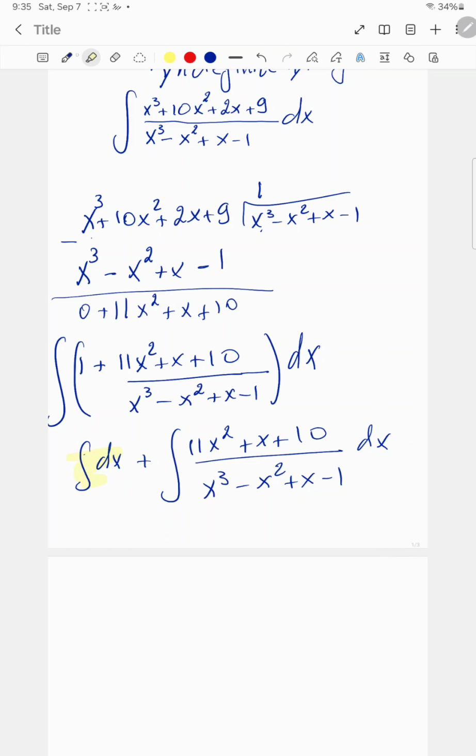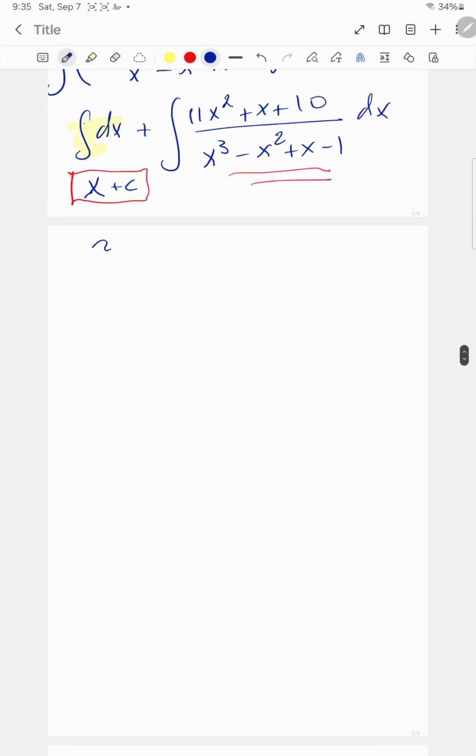The integral of dx is equal to x plus c. So let's circle that because I will use it at the end, and I will focus on doing that integral for now. So let's do that integral. So it is integral of 11x squared plus x plus 10 divided by x to the power of 3 minus x to the power of 2 plus x minus 1 dx.